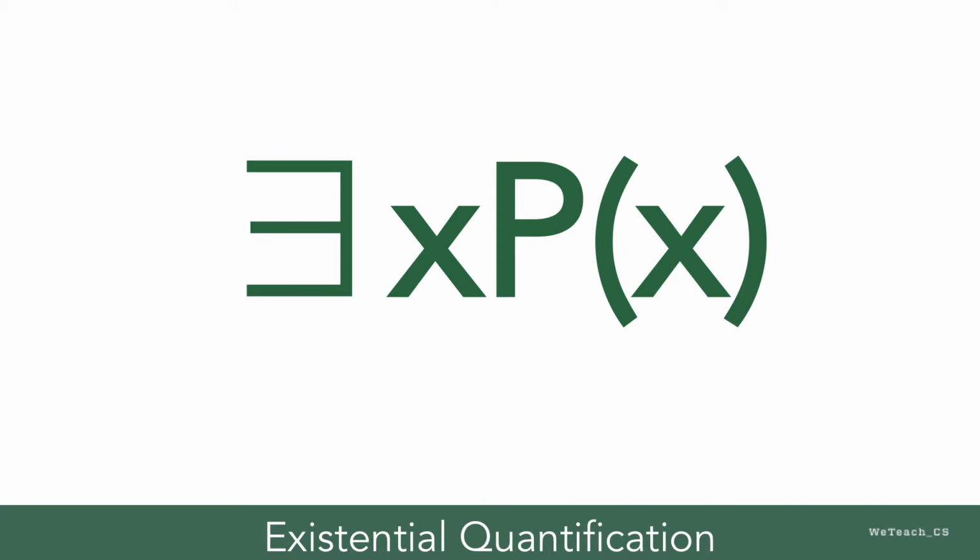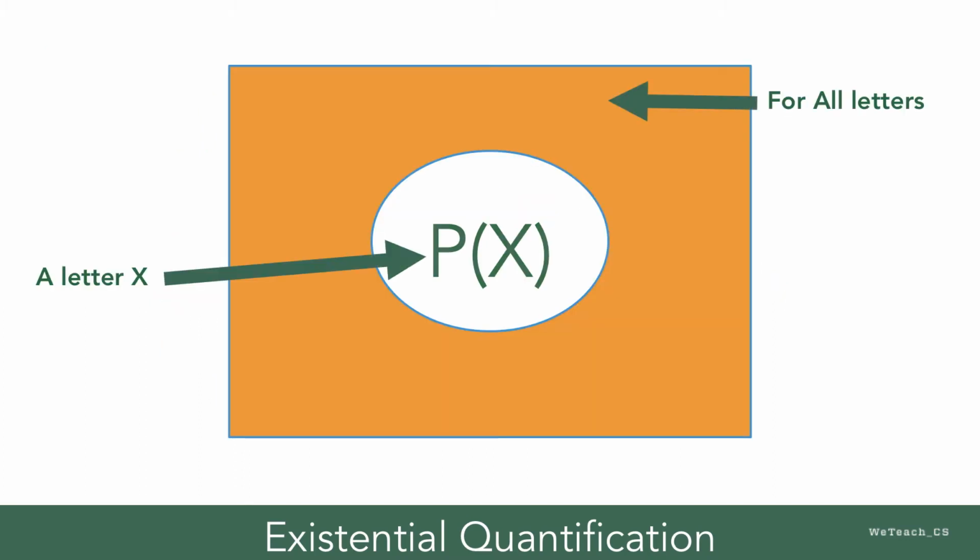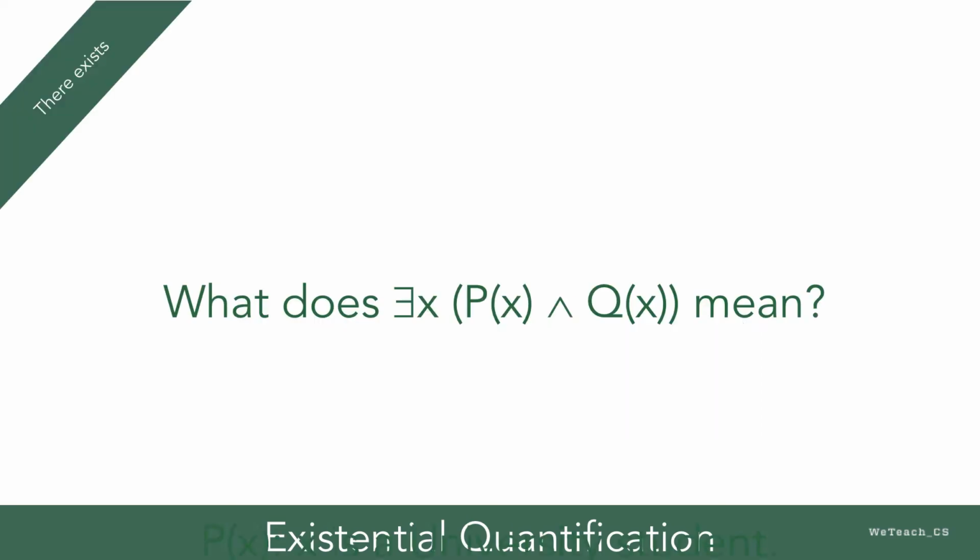Next, we will look at the existential quantification represented by a left-facing E, which means there exists. In the previous example, we saw that in the universal quantification we are working with all members in the universe of discourse, all of the sets we want to talk about. By contrast, in the existential quantification, we work with the understanding that there exist some members. The existential quantification of a predicate P of X is the preposition there exists an X in the universe of discourse such that P is true.